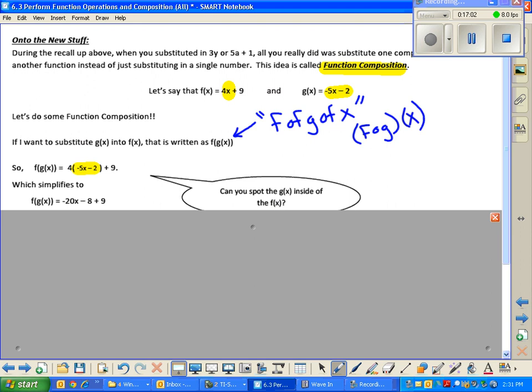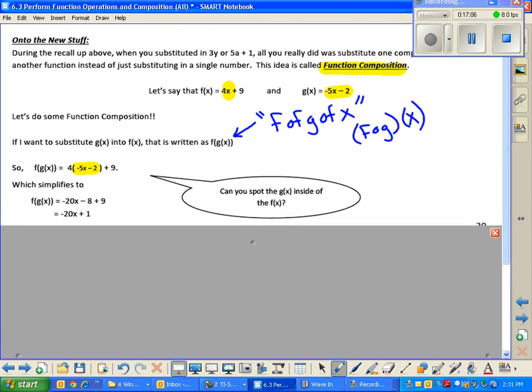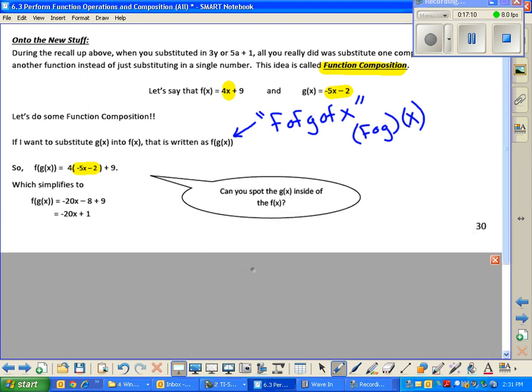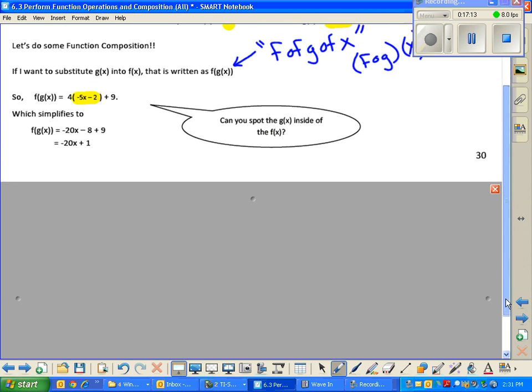Can you spot the g of x inside the f of x there? You see it? Yes. And then we simplify. And then we have another example to show you.